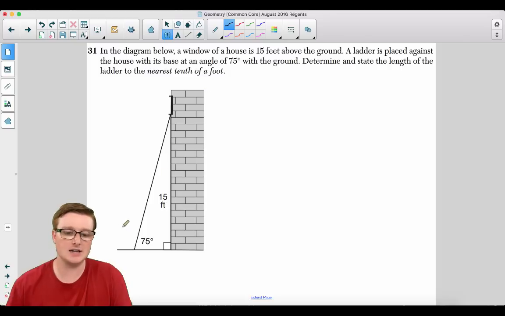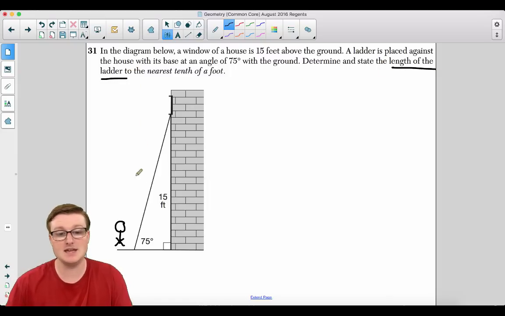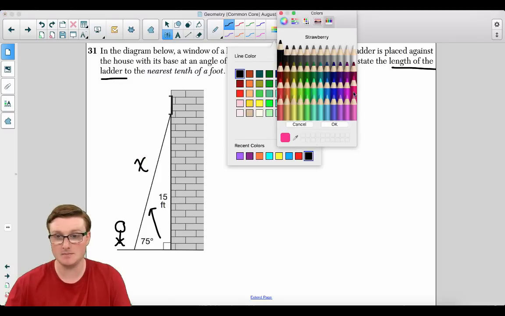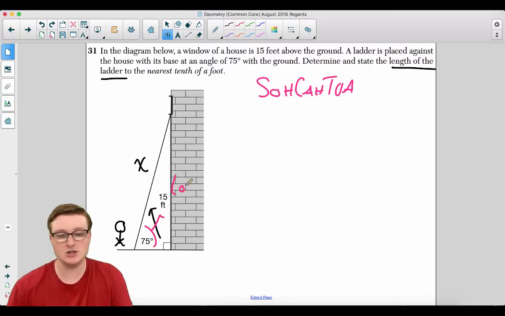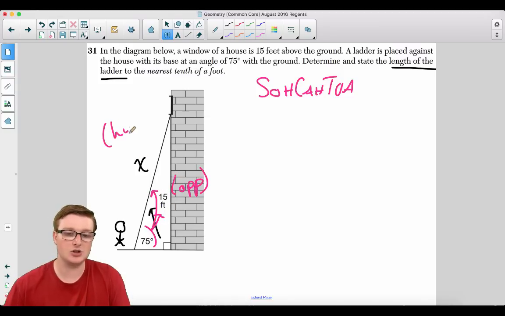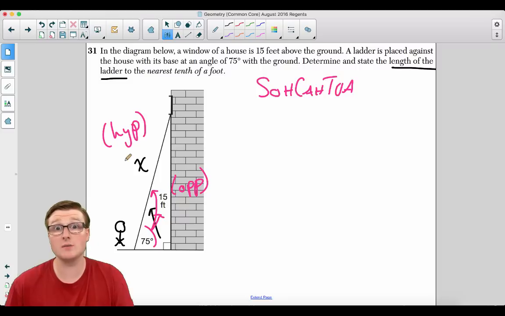So what we're doing here is, all right, let me draw a little stick figure. And we're trying to find the length of the ladder. This long piece that's across from your right angle, that's the length of the ladder. I'm going to call that x. Now, since that's our x value, we need to use trigonometry or SOHCAHTOA to solve for x. This 75 is your reference angle. This 15 is your opposite side. And this x is your hypotenuse because it is across from the right angle.